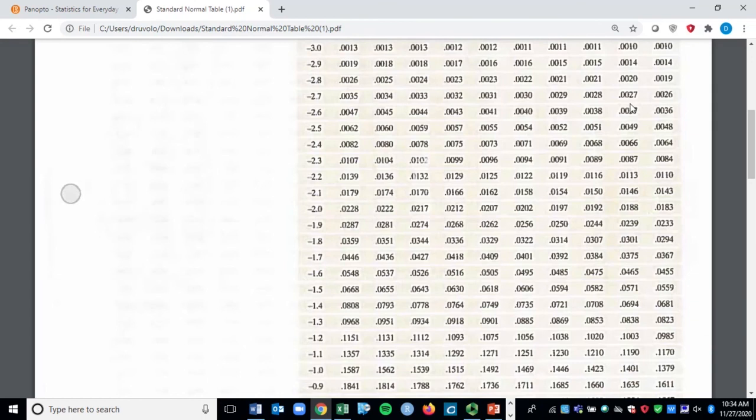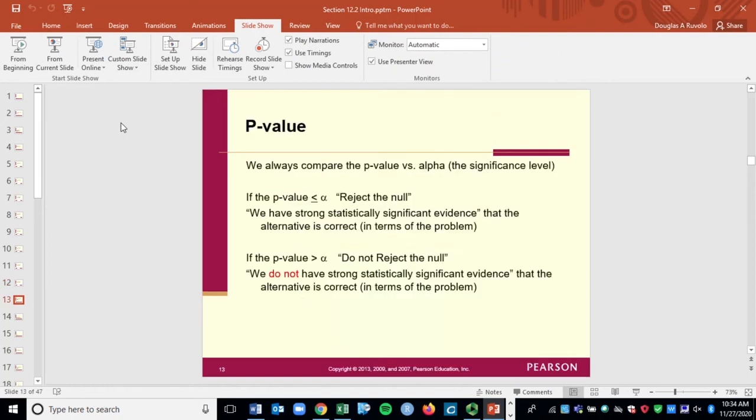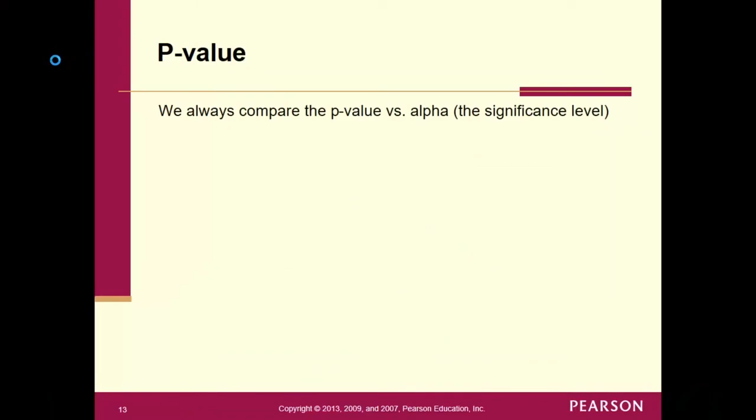That'll be our p-value. Okay. So we got left-tailed, which is a lower-tailed test, right-tailed, which is an upper-tailed test. Then we have a two-tailed test. All right, let's get back into the presentation.